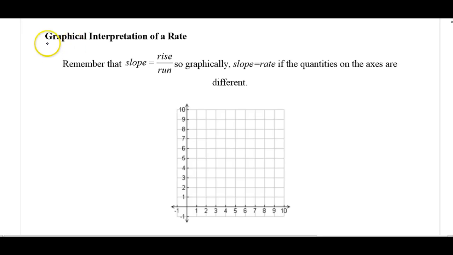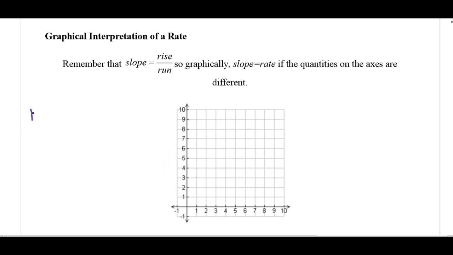Alright, so now let's think about the graphical interpretation of a rate. Let's remember that slope is equivalent to rise over run. Graphically, it turns out that a slope is equivalent to a rate if the quantities on the axes are different. Remember that a rate is a ratio of two different quantities. So as long as the units on the horizontal and the vertical axis are different, then our slope is going to be equivalent to a rate.